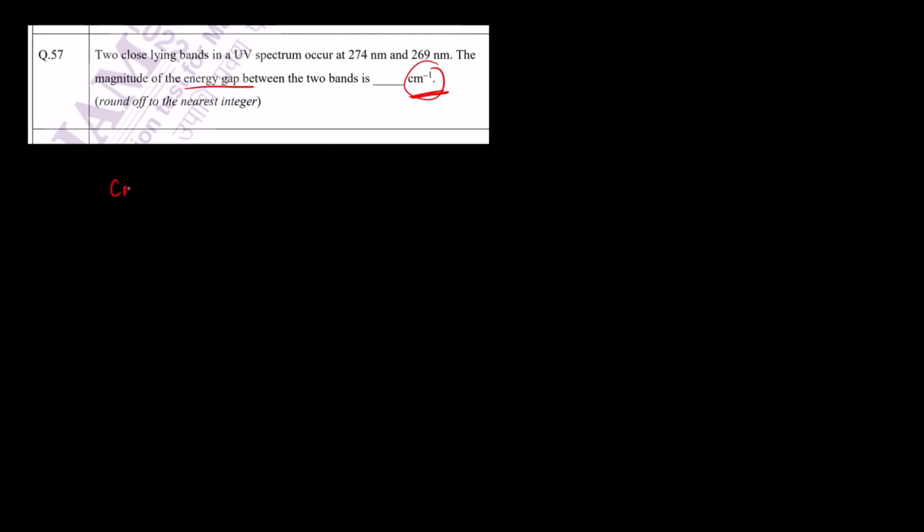It is centimeter inverse. Centimeter inverse is a unit of 1 by lambda, or we can say it is nu bar. What is nu bar? Nu bar is wave number. So what we have to find out here is a wave number and not the energy gap. So what is the formula? Delta E is equal to hc by lambda.